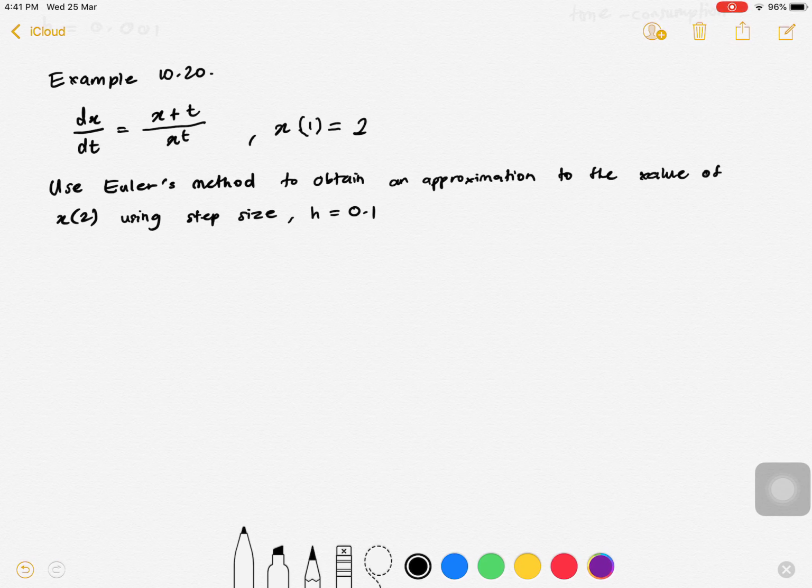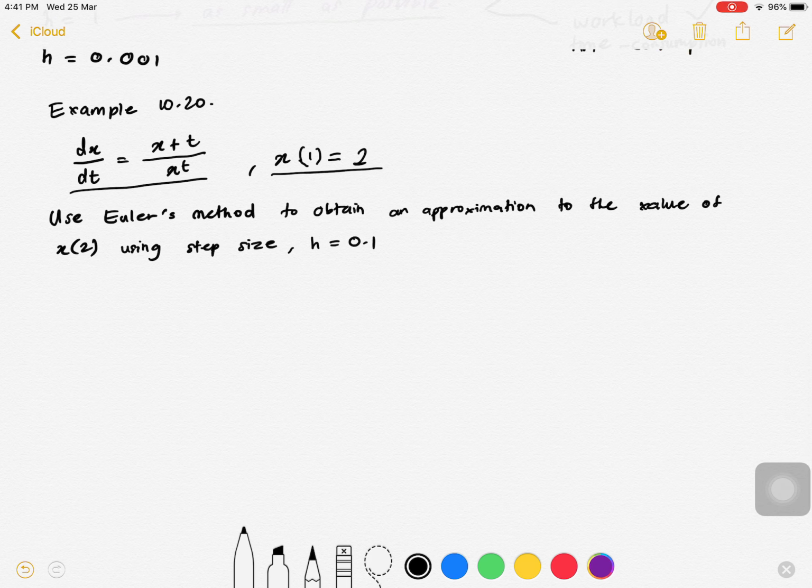Okay, now we are going to do example 10.20. The question asks us to approximate an answer depending on this differential equation and a boundary condition.